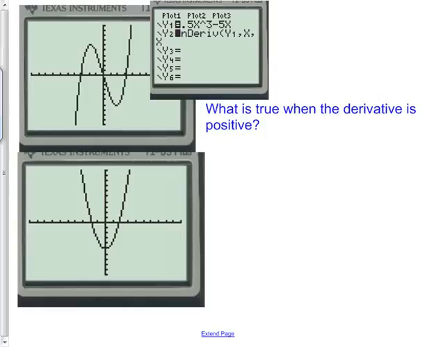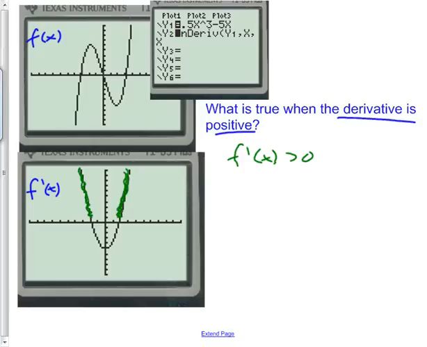Okay, next question. What is true when the derivative is positive? So here's our derivative function. Here's our function itself. And we've already really answered this question, but in the other direction. When the derivative is positive, so where is that happening? For the derivative to be positive, f prime of x must be greater than 0. So that's happening here and here, because all those values are above, have positive y values.